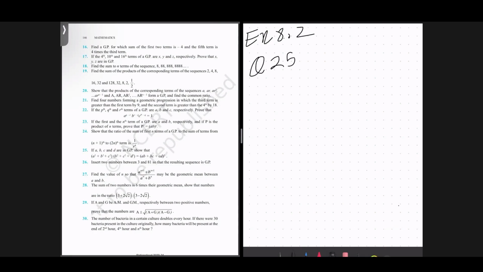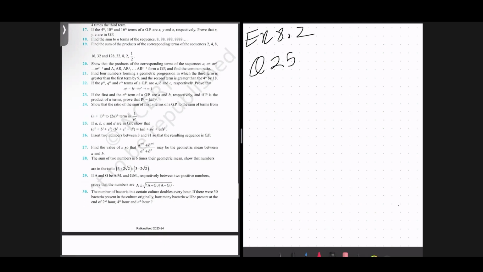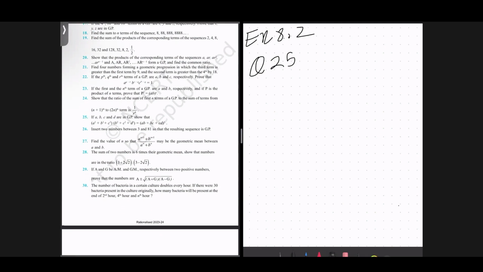Moving on, question number 25. If a, b, c, and d are in a GP, show that (a squared plus b squared plus c squared) into (b squared plus c squared plus d squared) is equal to (ab plus bc plus cd) the whole squared.